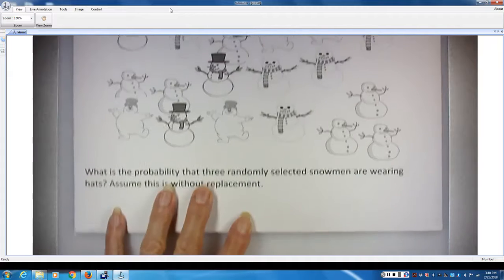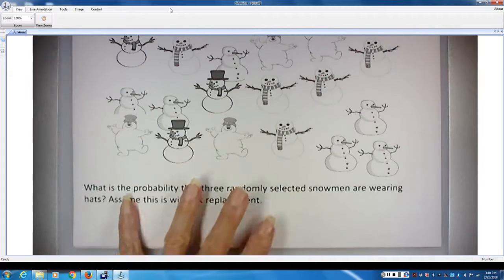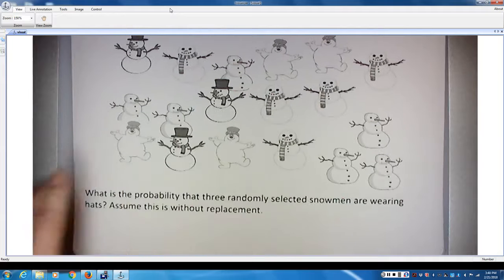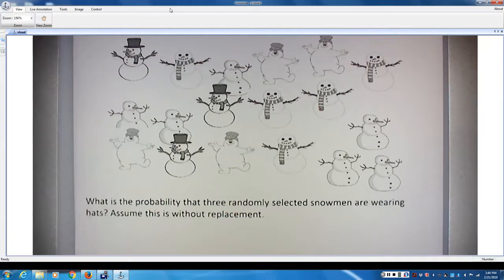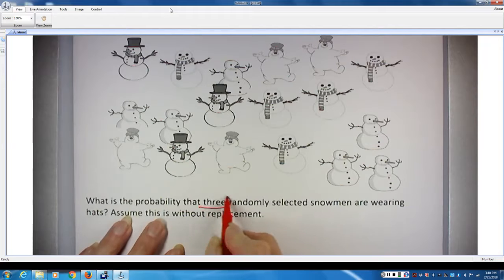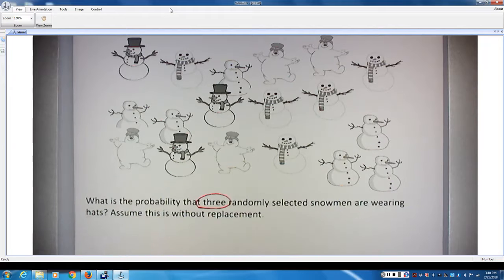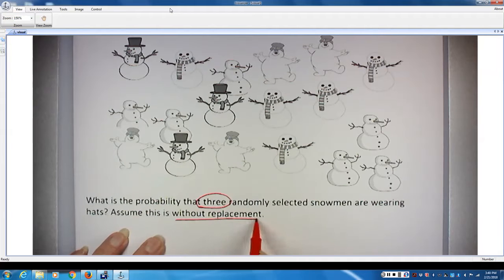Now, a few more questions. Same bunch of snowmen still. What is the probability, and here's the monkey wrench, what is the probability that 3 randomly selected snowmen are wearing hats? And assume that this is without replacement. Without replacement. So what that means is that when I reach in and pick snowman number 1, the snowman I pick has to be wearing a hat every time.